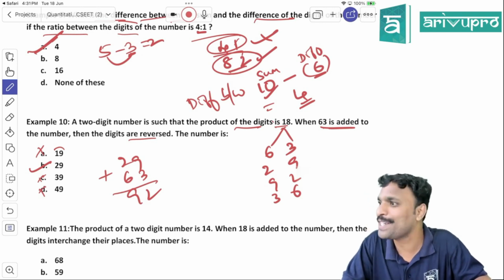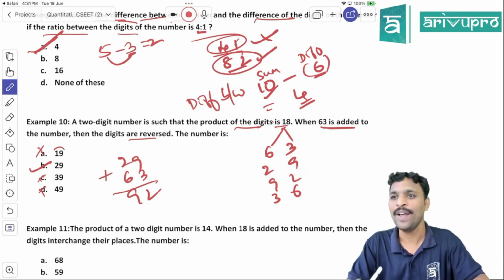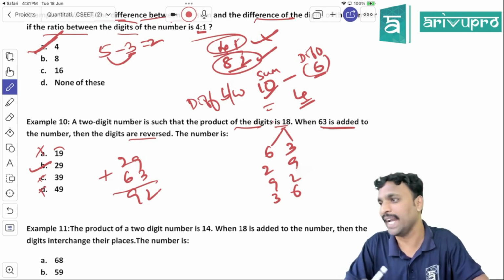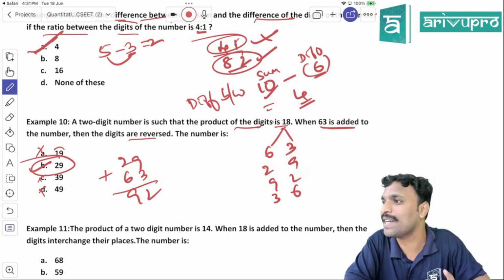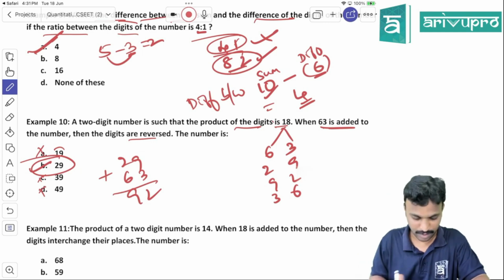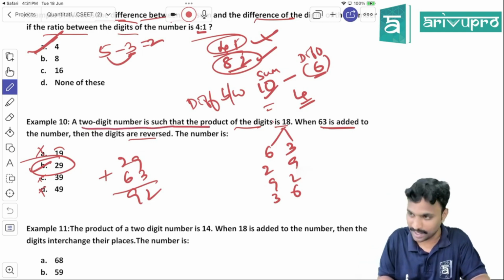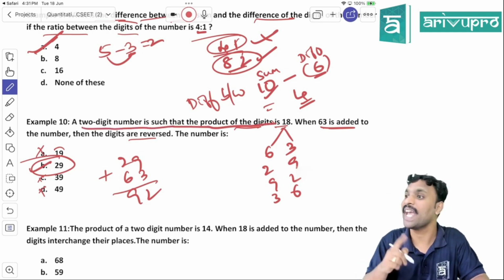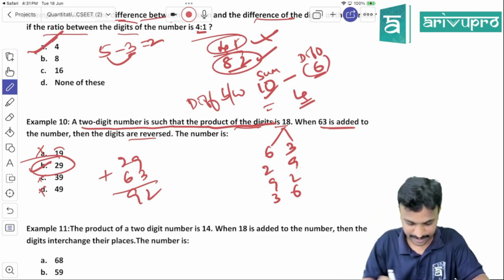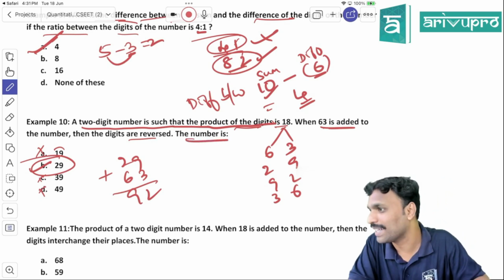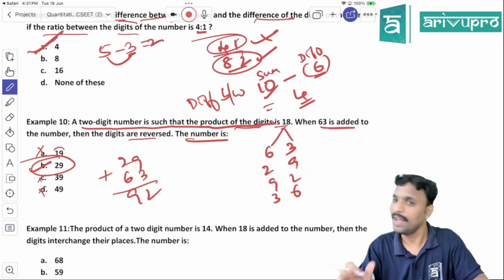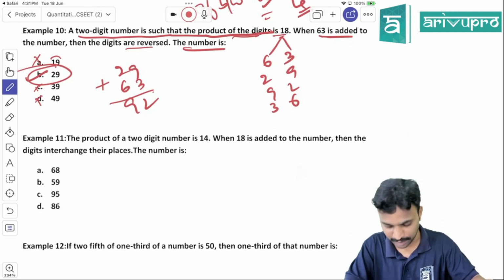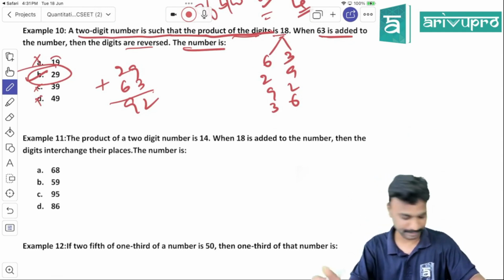But actually you need not check this. Why? There's only one option where the product of the two digits is 18, and that is option B only. 2 nines are 18. Other options don't give you 18 at all. They say the two-digit number is such that the product of the digits is 18. They're asking what? The number. Understood? Clear? Option hitting you have to do. You need not write anything on the paper and you're not allowed to do that.